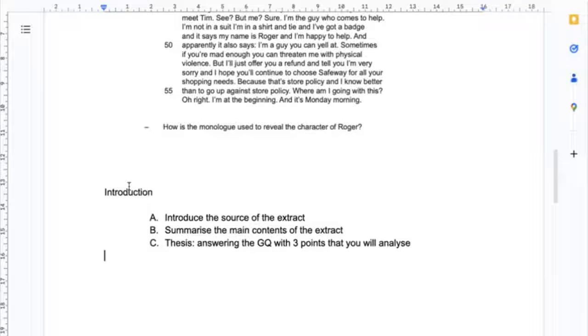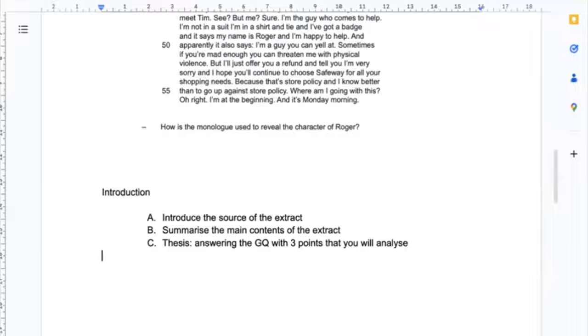In the introduction, I need to first introduce the source of the extract. Next, I can simply summarize the main content of the extract, such as what's happening or what's going on in the scene. And lastly, I need to present my thesis by answering the guiding question with 3 main points that I'm going to analyze in the following body paragraphs.